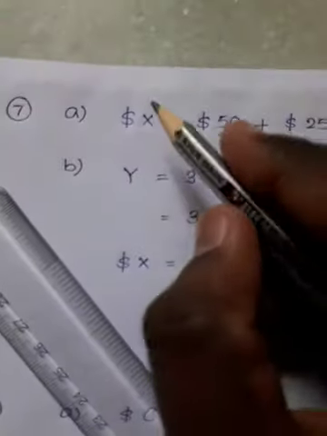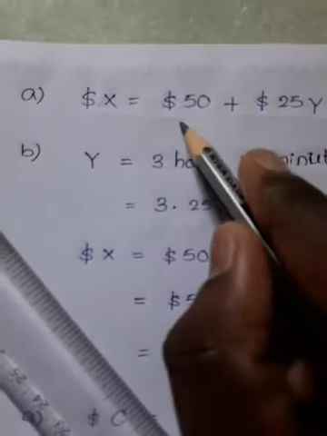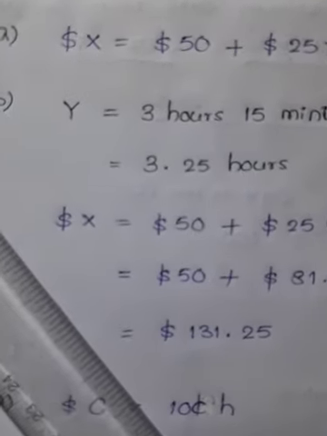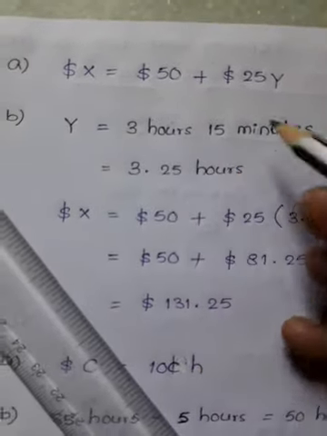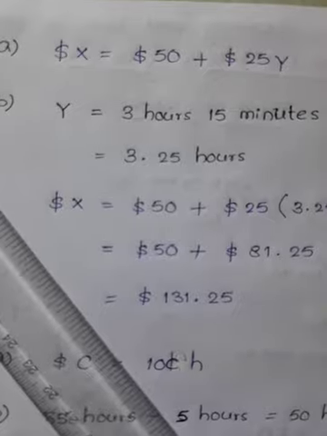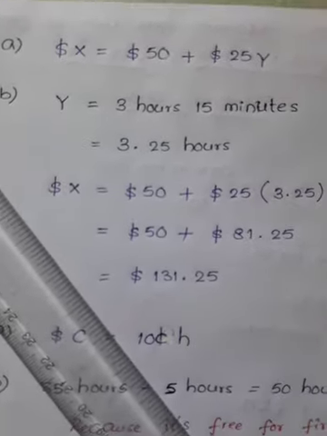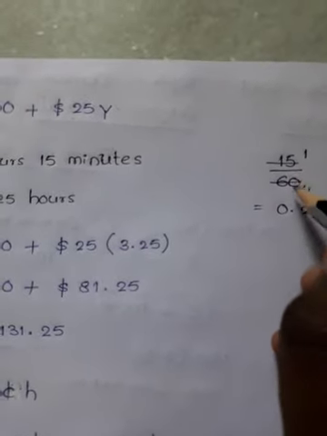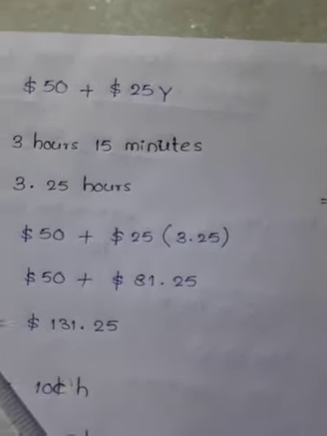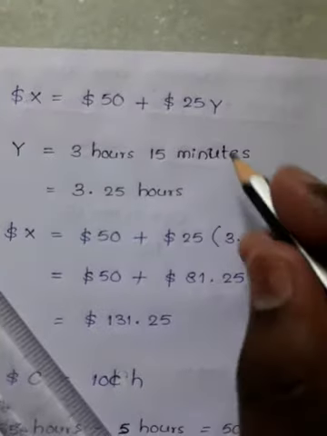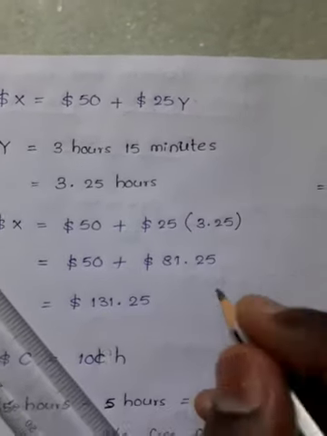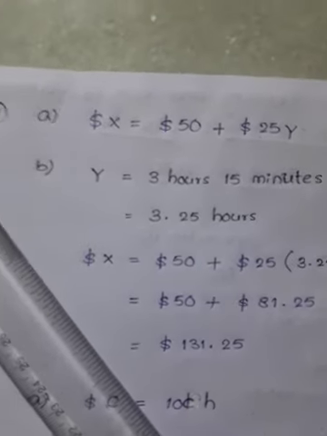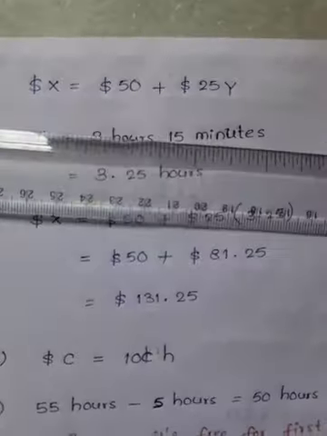So what is the equation? $x, the total amount, is $50 minimum plus 25y. y is the number of hours. Now we are asked about 3 hours 15 minutes, but y must be in terms of hours only. So I have to change 15 minutes into hours. 15 divided by 60, because 60 minutes make an hour. A quarter means 0.25, so 3.25. In place of y I write 3.25. When I multiply, it's 81.25. So 81.25 plus 50 is $131.25 for 3 hours 15 minutes of work.